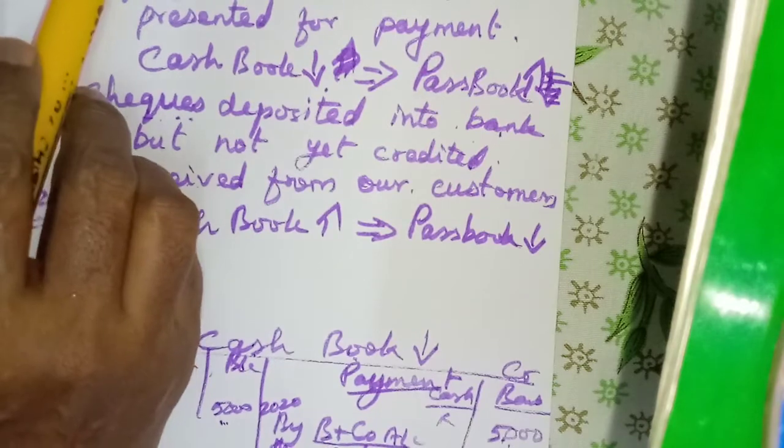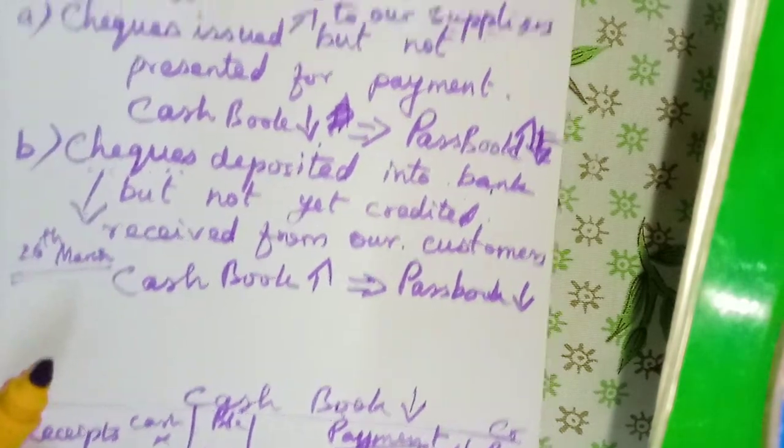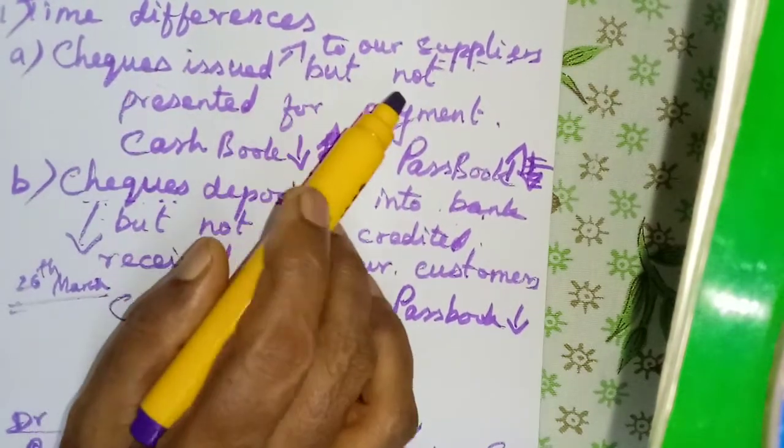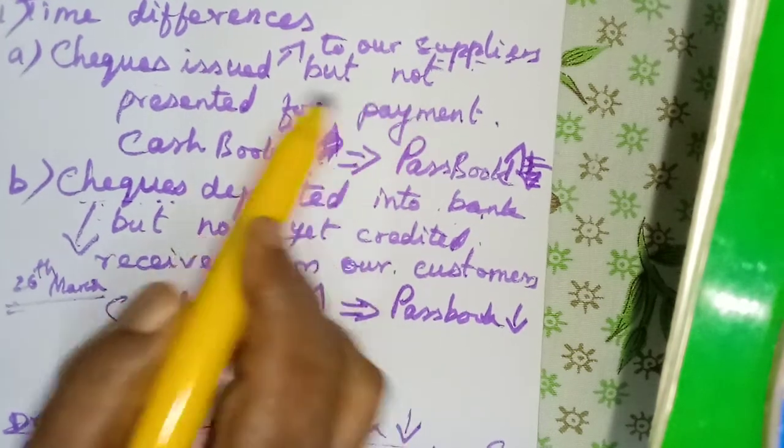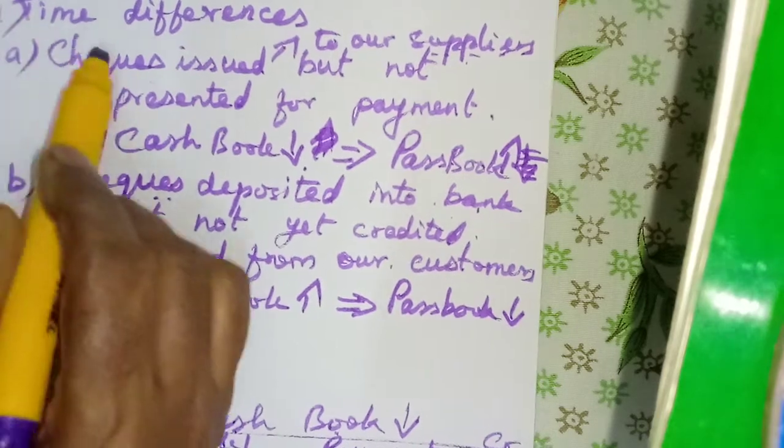Okay, there are two ways the difference may occur. One is time difference, and the other one is errors that we make either in the cash book or in the passbook. Okay, first we will learn the time difference.